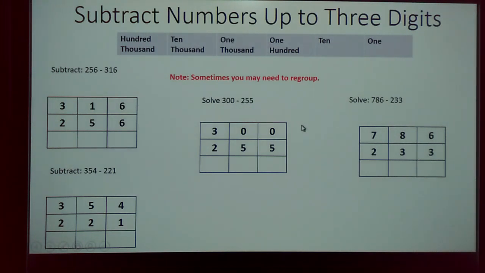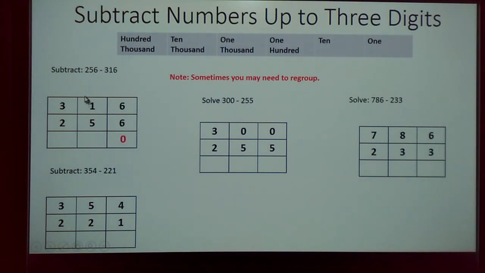Because remember, you only can have one digit in each column. Now, when subtracting, it'll be wise to put the biggest number on top and the lowest number underneath it. Now, let's look at this one here. 316 minus 256 gives you, well, we subtract. 6 minus 6 is what?